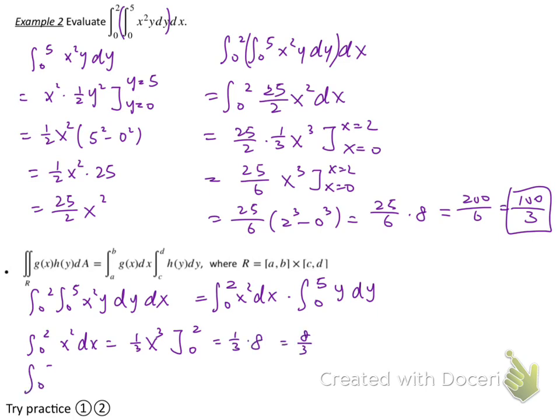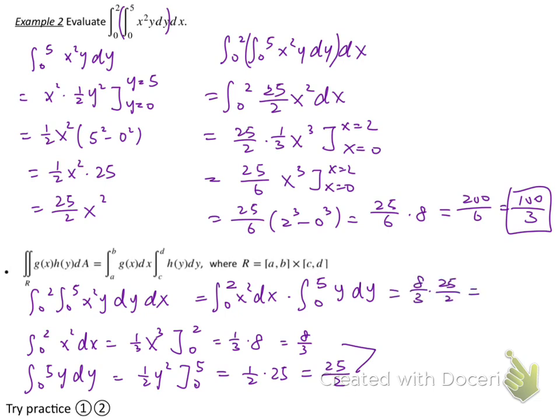And on the other hand, from 0 to 5, y dy is 1/2 y squared from 0 to 5, and that is 1/2 times 25, or 25 over 2. When you put them together, you get 8 over 3 times 25 over 2, which is, again, 200 over 6, or 100 over 3. But this time you don't have to carry your x squared all the way when you are doing the integral with respect to y.